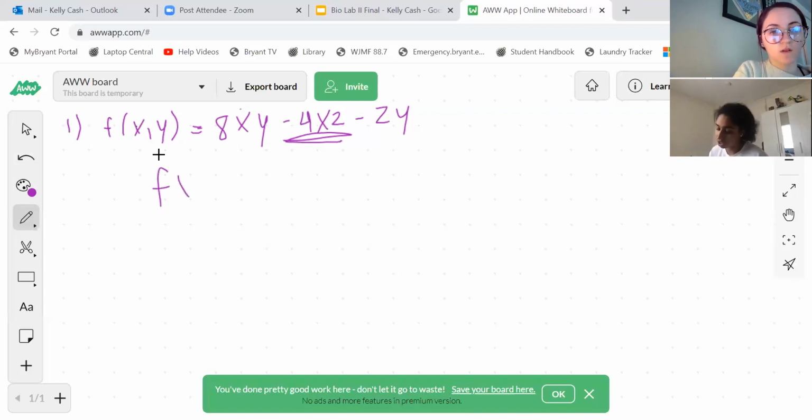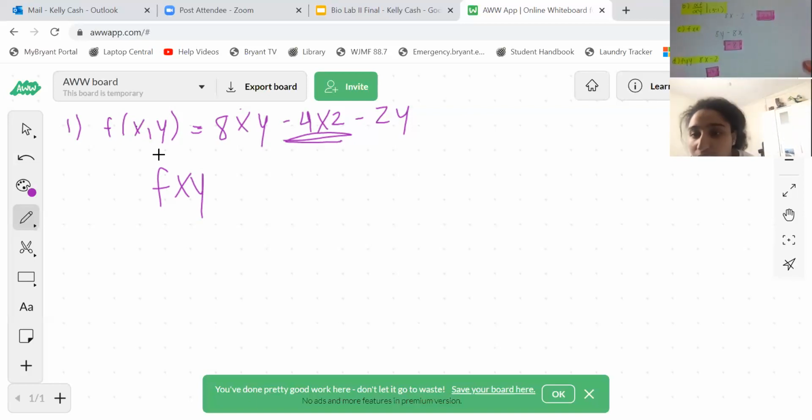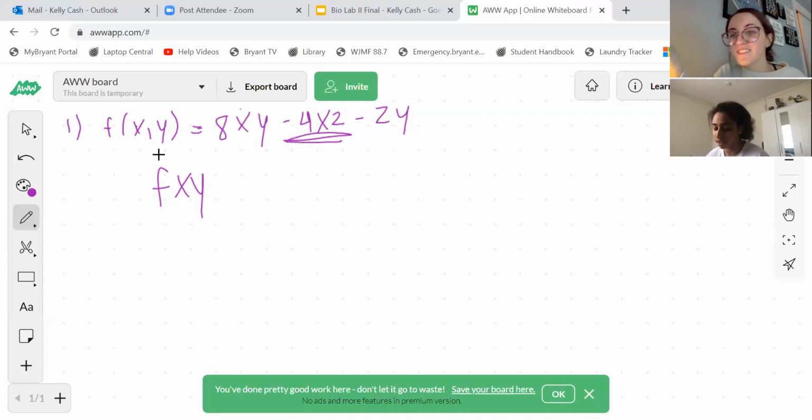Am I supposed to show this work in a specific way? Mine just looks like this, can you see that? Yeah. I just wrote the first and then second. I don't really know what work there is to show for it.